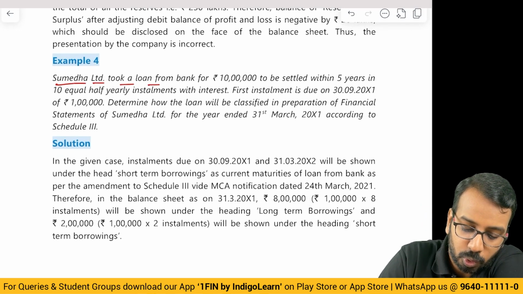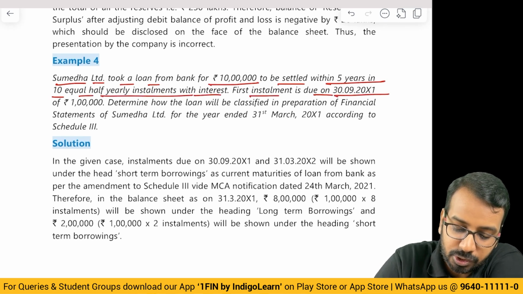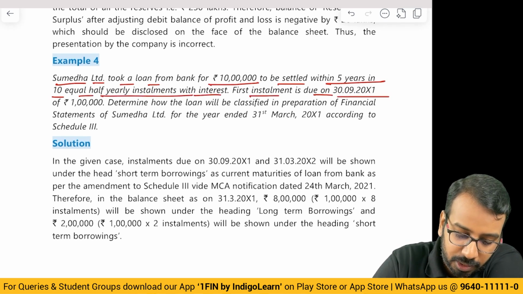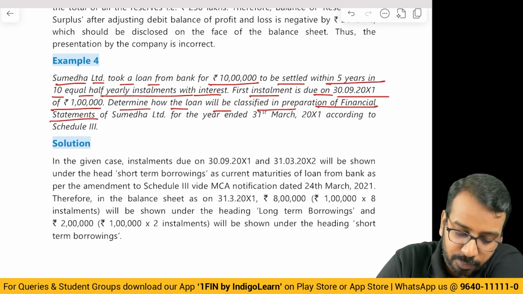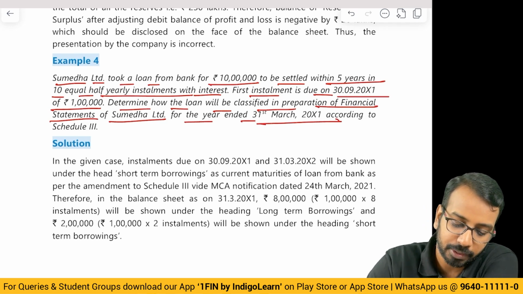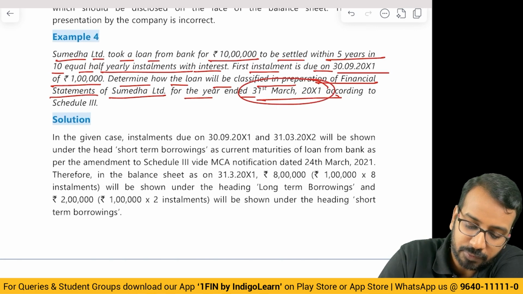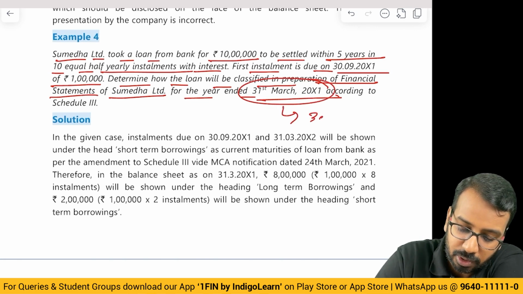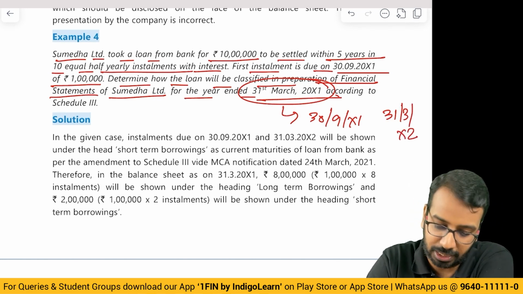Sumedha Limited took a loan from a bank of 10 lakhs to be settled in 5 years, in 10 equal half-yearly installments with interest. The first installment of rupees 1 lakh is due on 30th September. Determine how the loan will be classified in the preparation of the financial statements of Sumedha Limited for the year ended 31st March of year 1. So, we are on 31st March of year 1. The first installment is payable on 30th September of year 1, and the second installment is paid on 31st March of year 2 along with whatever is the interest, right?